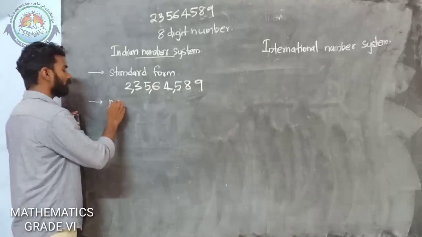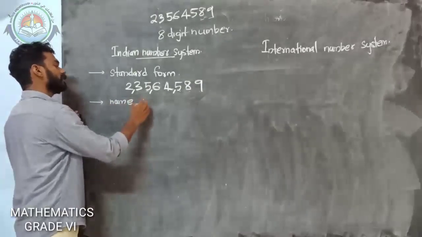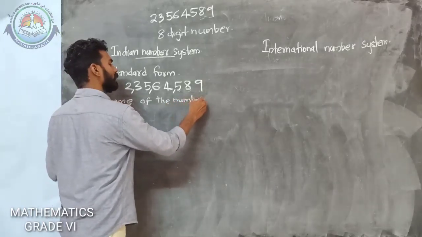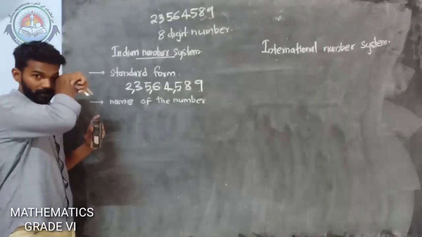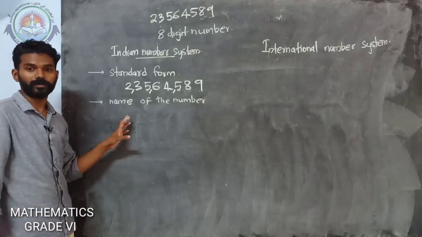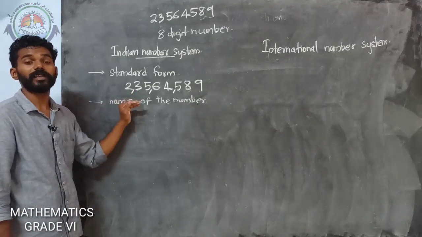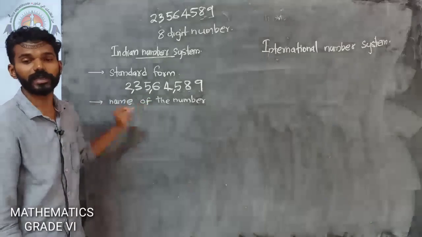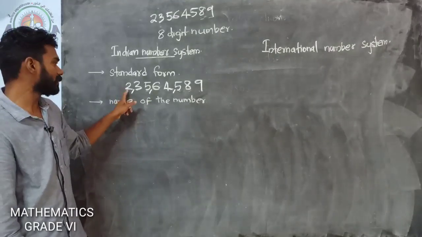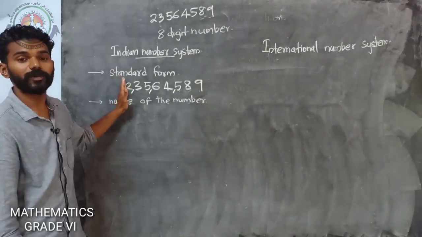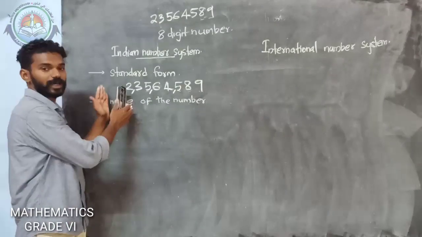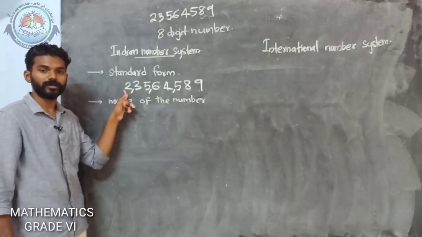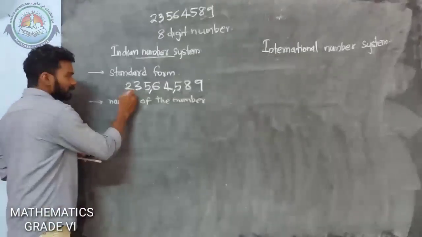Write the name of the number. So how can you write the name of this number? Let us check it out. How we can write the name of this number. For writing the name of a number, we always start from the leftmost end. We always start from the highest place value. And here it is 2.